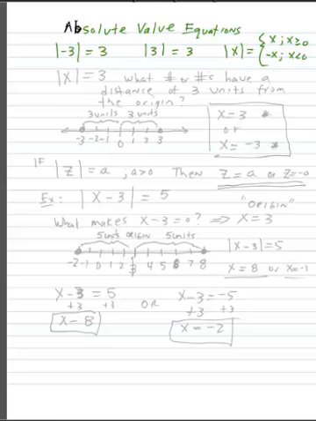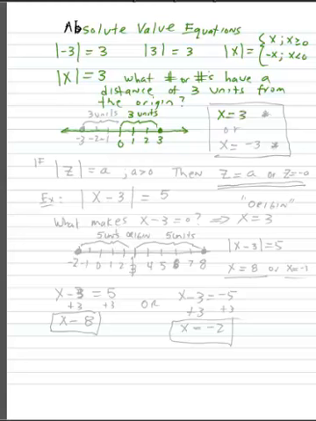If we have an equation with absolute value, let's take a look at an equation like this. Absolute value of x is equal to 3. Well, in words, that is asking us what number or numbers have a distance of 3 units from the origin. If we look at the number line, here's the origin, and if we start counting out 1, 2, 3 units to the right, we see that the number 3 is 3 units away from 0. So we know x is equal to 3.